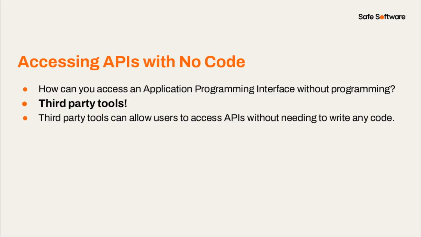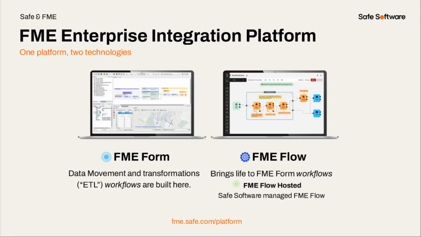Usually people access them with programming languages like Python, but you can do this without coding with third-party tools. One third-party tool that we will be discussing is FME. However, the basics of accessing APIs will be the same no matter what tool you use. So to go over FME briefly, FME is an enterprise integration platform. It has two main products, FME Form, where you author your workflows, and FME Flow, where you can automate those workflows. And we'll go over this in some of our demos as well.